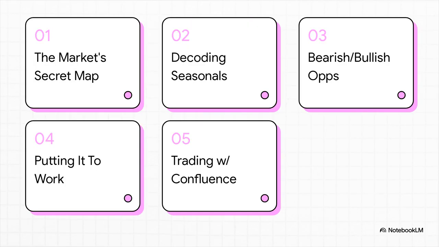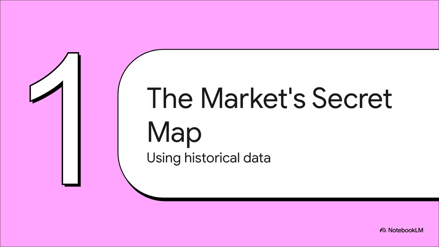Right, so here's how we're going to break it down. First, we'll look at the market's secret map. Then, we'll decode its seasonal tendencies. We'll talk about how bearish moves can actually set up bullish opportunities. Then, we'll put the map to work with some real examples, and we'll finish up by talking about confluence. Sound good? Let's go? Okay, first up, the market's secret map.